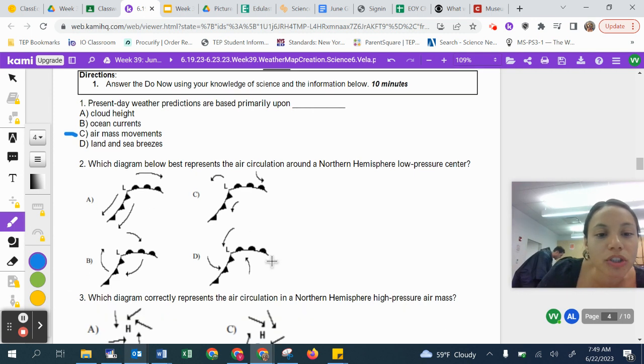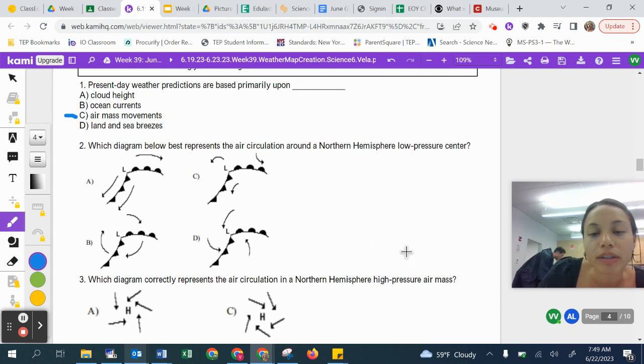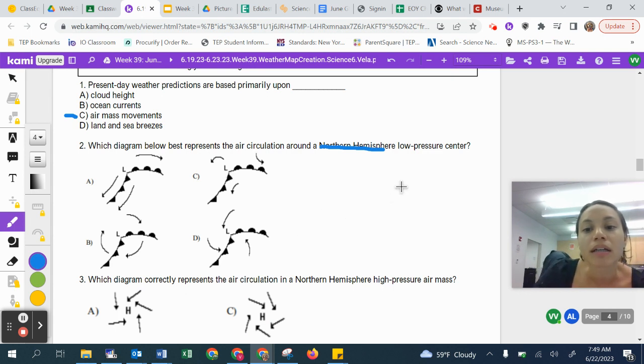For number two, it says which diagram best represents the air circulation around the northern hemisphere low pressure center. This may confuse you, so just cross it out. The northern hemisphere is the hemisphere that we are residing in, but low pressure center, look at your weather reference sheet. And I'm going to say it again. Look at your weather reference sheet because it gives you the exact information. Remember, a low pressure system, it goes to the left.